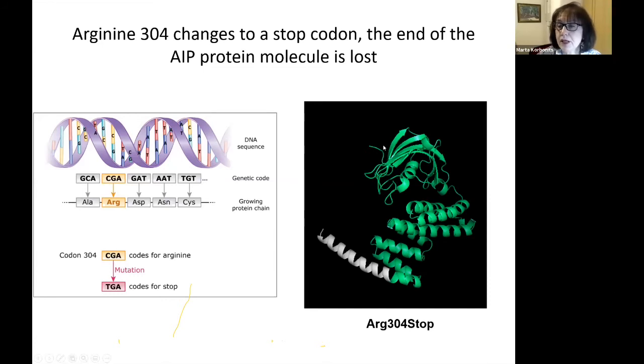So if we look at this model of a protein here, which is the AIP protein, the protein usually starts to be built from this end, and then it's built all the way until this stop codon comes, which normally should only be at the very end of the molecule. But here is an early stop codon due to the mutation, what we can see here. So this part of the protein is missing, and this part is very important for the function of the protein. So this protein will not work properly. And this is actually the mutation, what we see in the Irish giant patients.